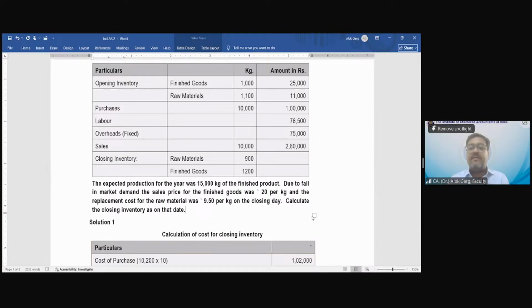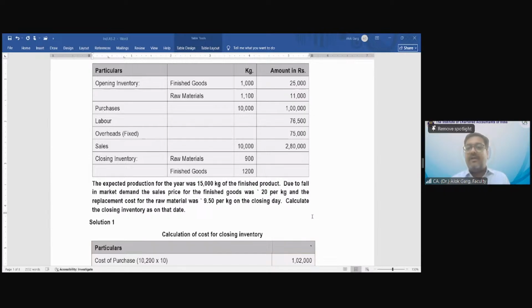Whether the question is clear? Question समझ आया या नहीं आया? Yes, sir. आपको ओपनिंग इन्वेंट्री दी हुई है. The opening inventory of finished goods is there, raw material is there, right? So 1,000 unit of finished goods was there in the opening. Okay. And now the finished goods is 1,200.